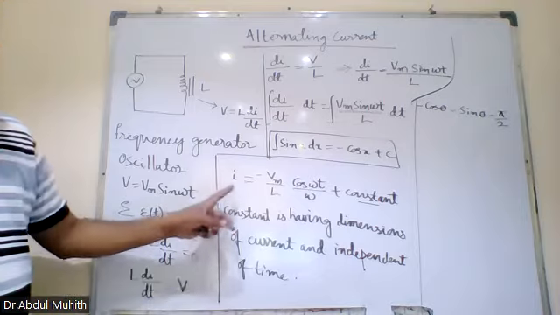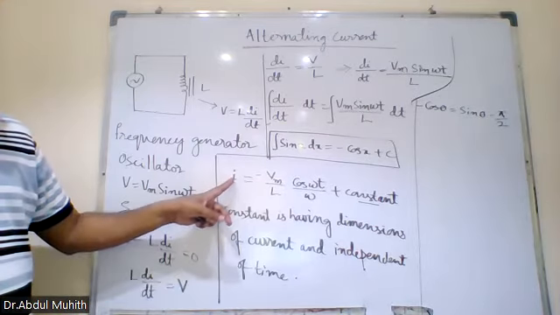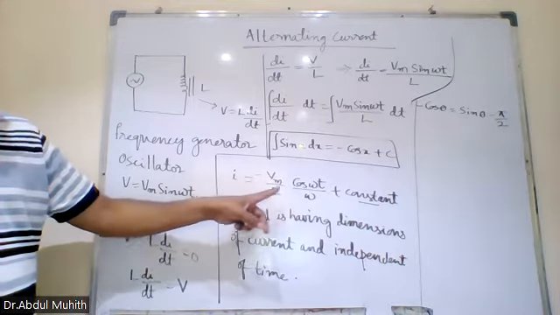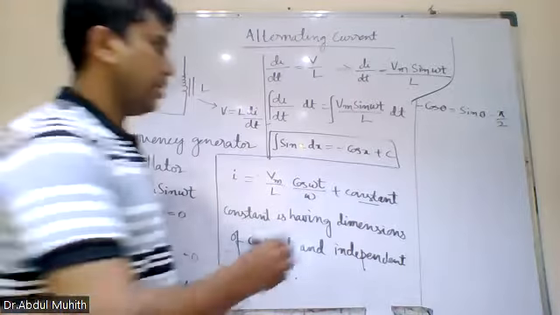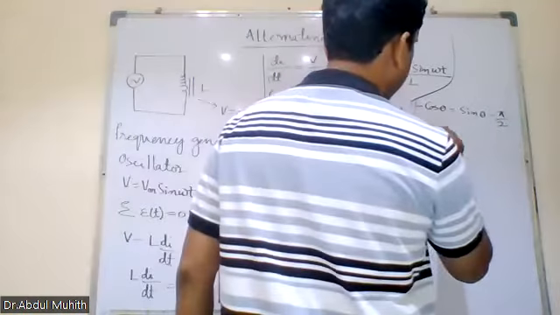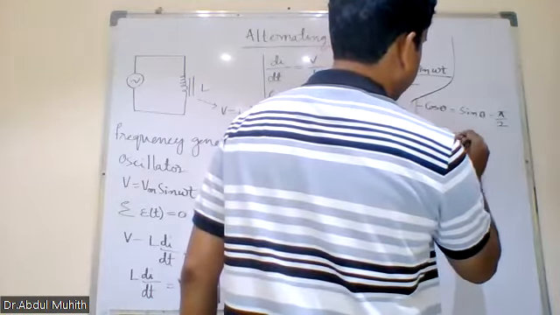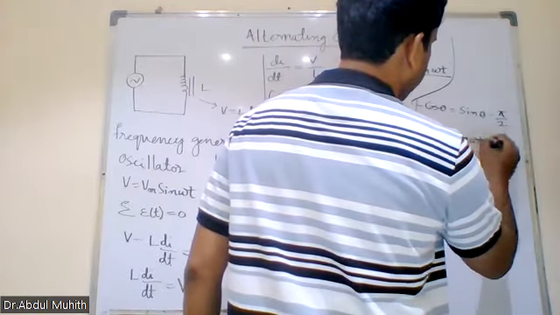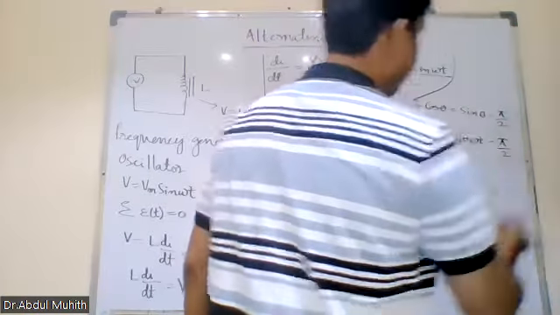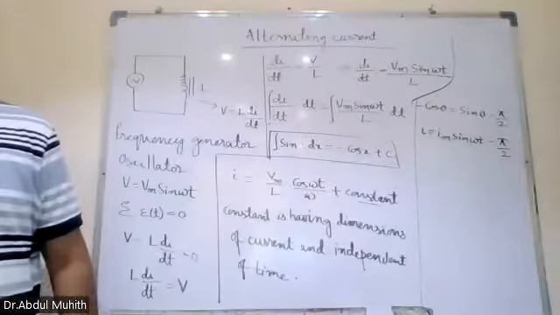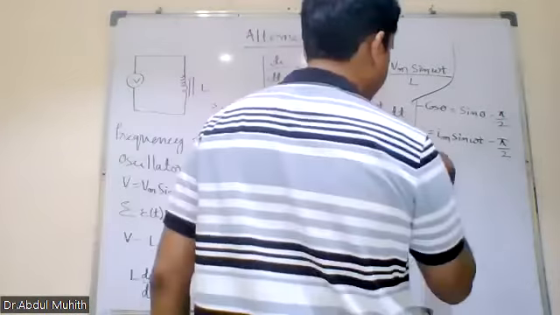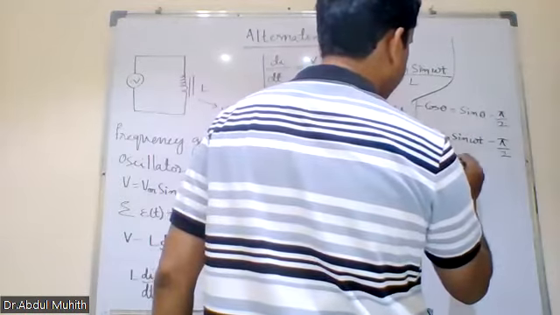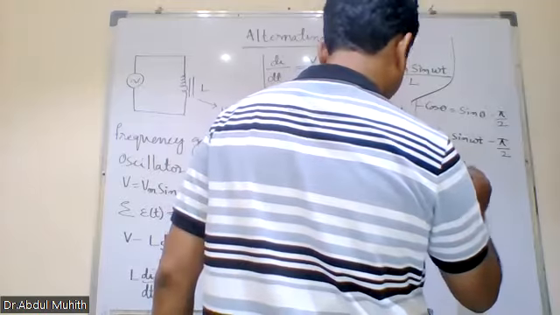Now, so here we have what? I is equal to what? Vm by omega L cos omega t you get. Okay, so we are writing here I is equal to Im sin omega t minus pi by 2. So Im is equal to Vm by omega into L.